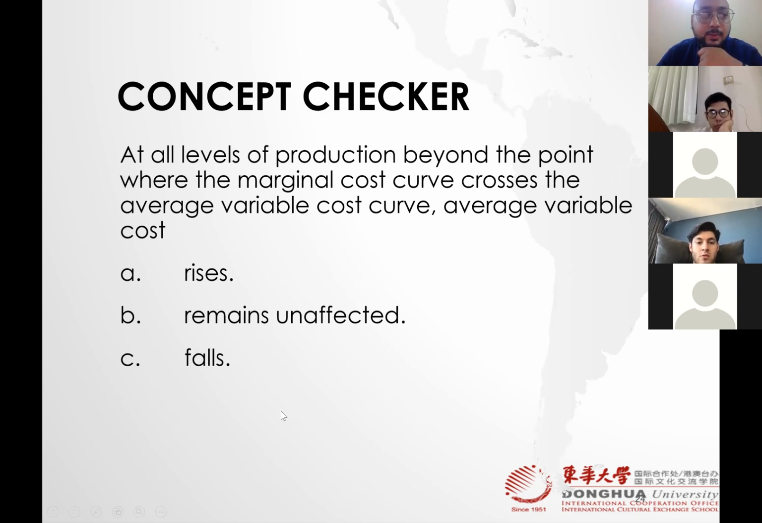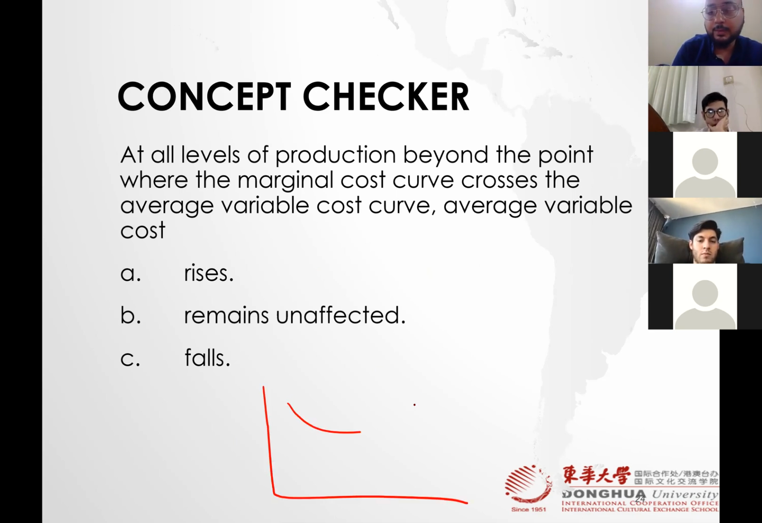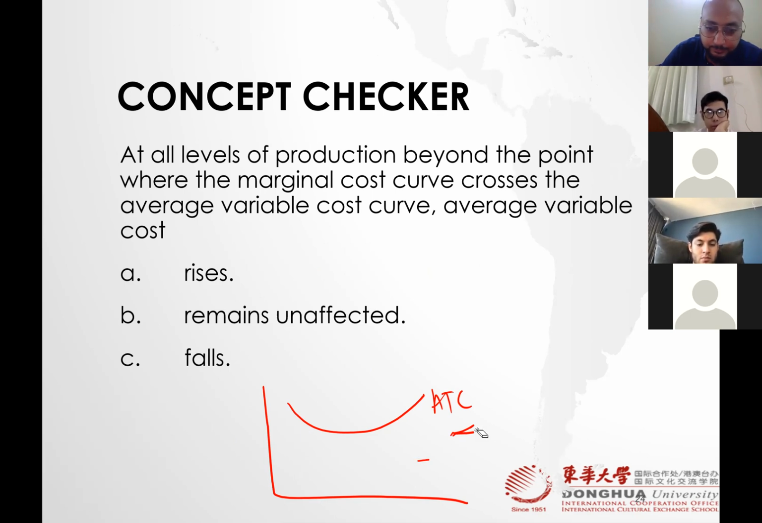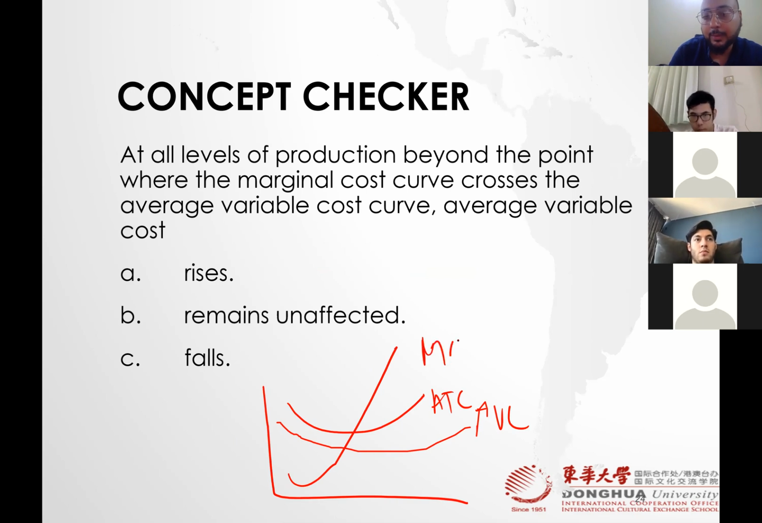So we also talked about this one. At all levels of production beyond the point where the marginal cost curve crosses the average total cost curve, average variable cost is, if you look at the graph, this is the average total cost. This is the average variable cost. Sorry, let me erase that. Average variable cost is below the average total cost. And this is the MC.